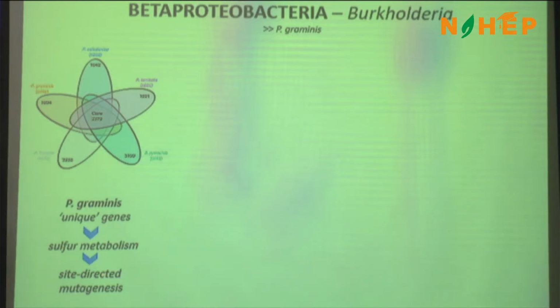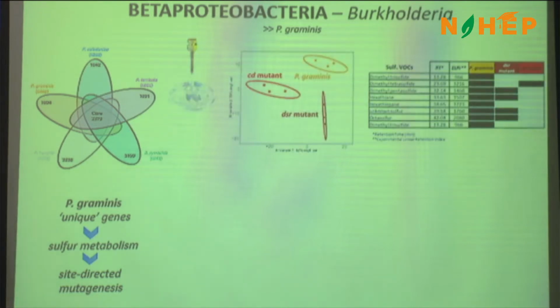What was the next step? I generated mutants in some of them. Some others I couldn't make mutants of, because maybe they were genes essential for the life of the bacteria, but I managed to make several mutants. And this was the result.